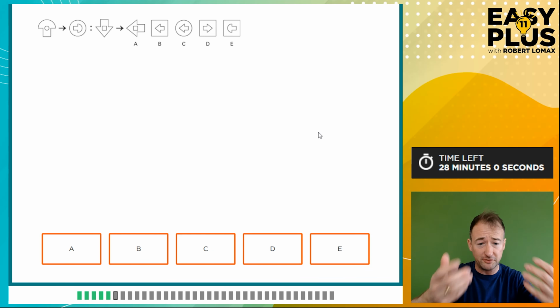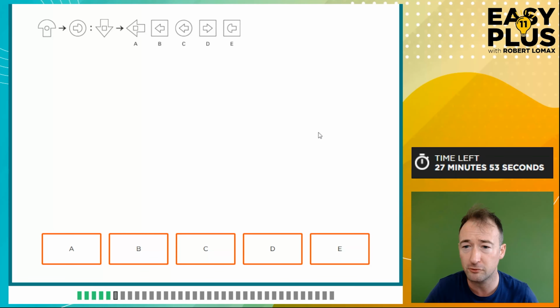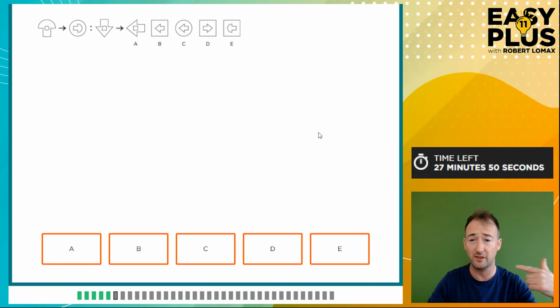Okay, so here you can see in the example, the mushroom rotates 90 degrees clockwise. So here we're going to have the triangle, the arrow is going to be pointing to the left. That's a clockwise rotation, and it's going to be small. So we're limited to B or C.